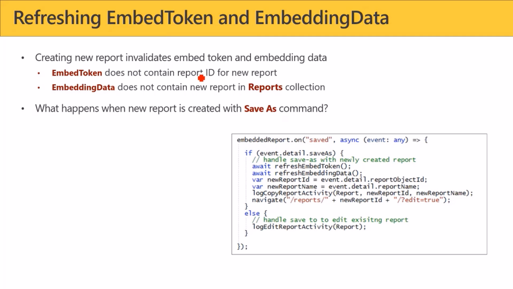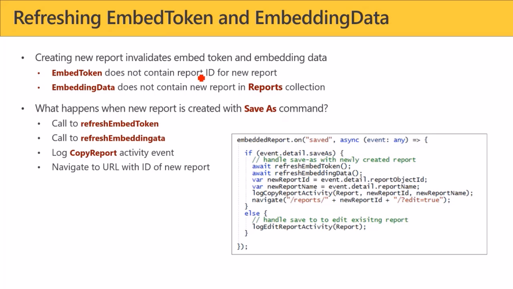And the save as command then is going to initiate a callback to basically get a new embed token. So what will happen is someone will call save as. It will go to the back end, save it on the back end, and then come back to the front end and execute your saved event. So that new report ID is then available. So we're going to call refresh embed token to go back and get that data.